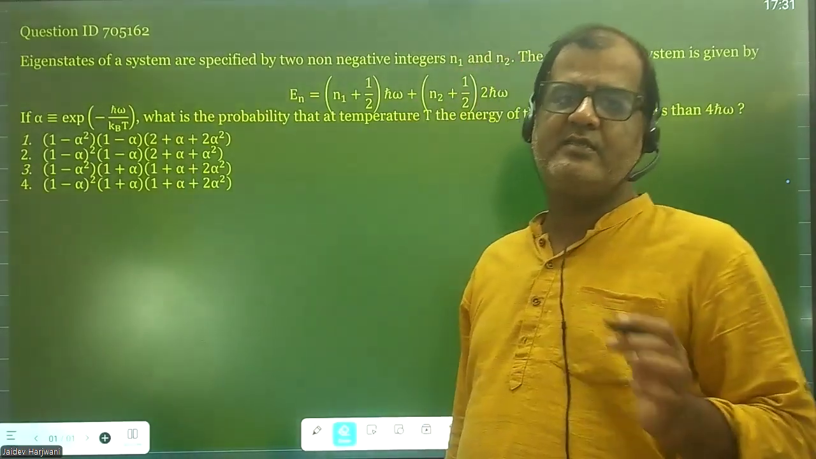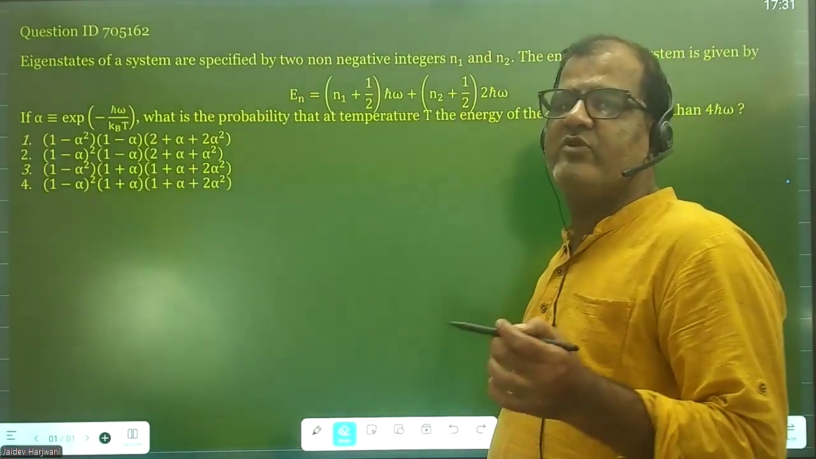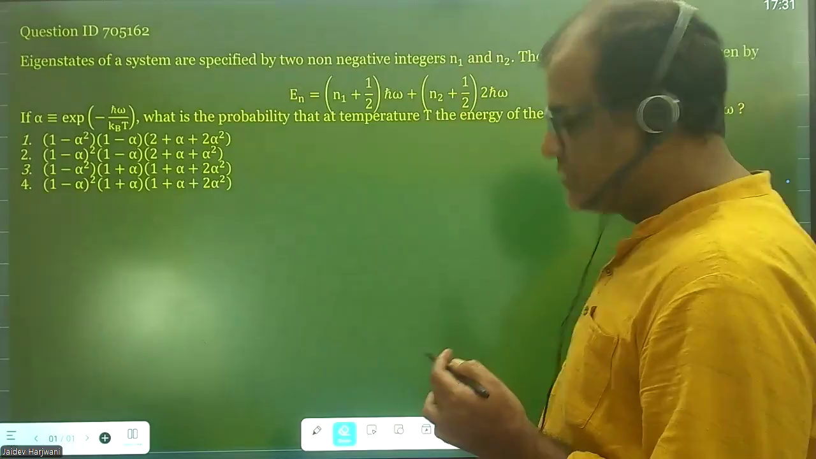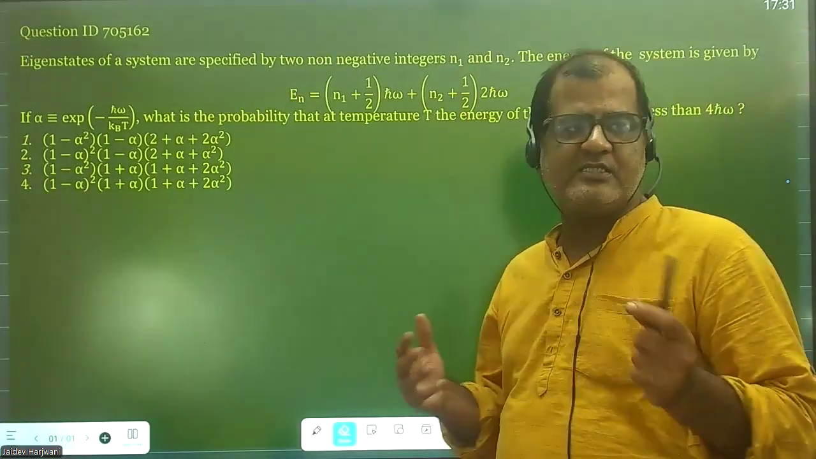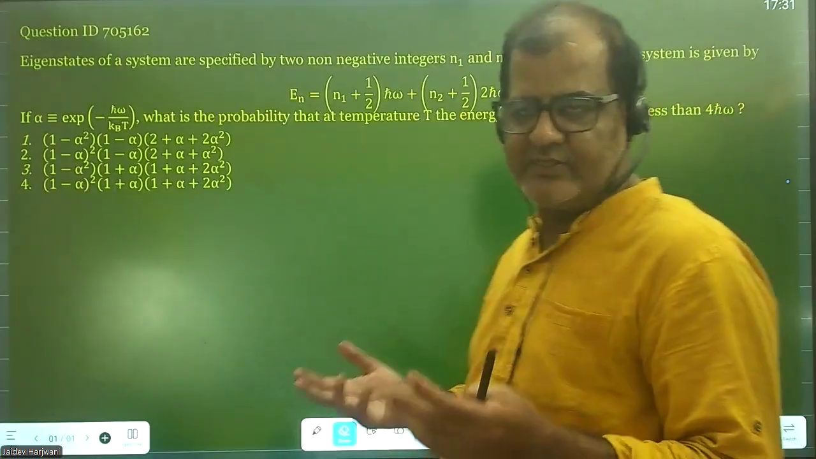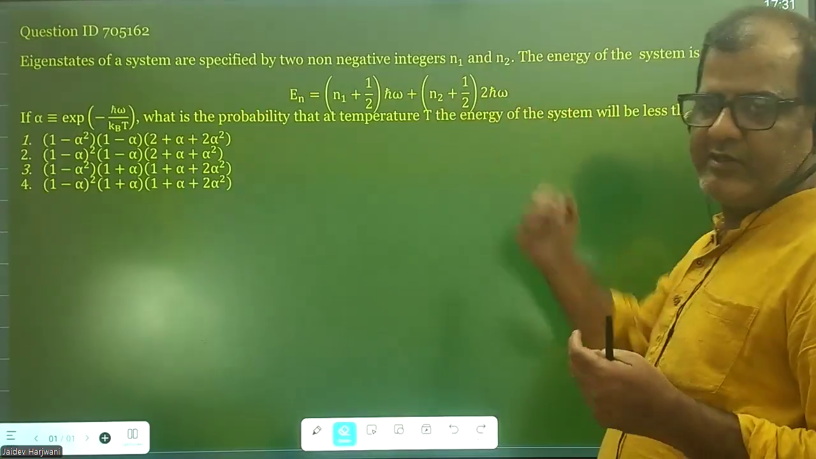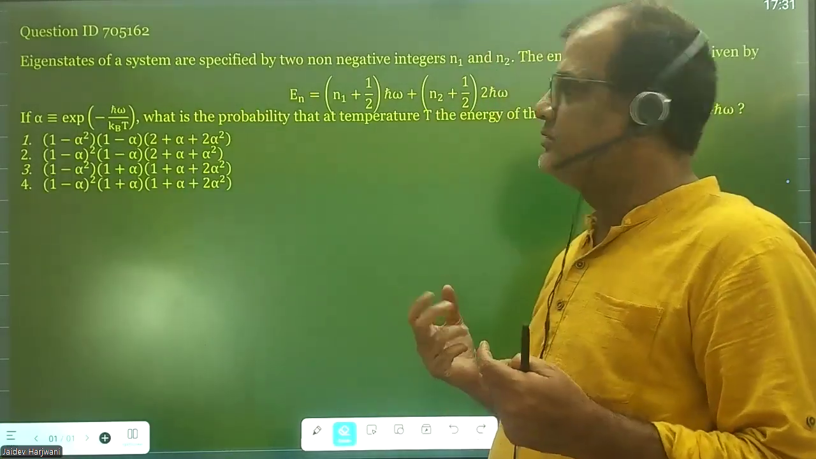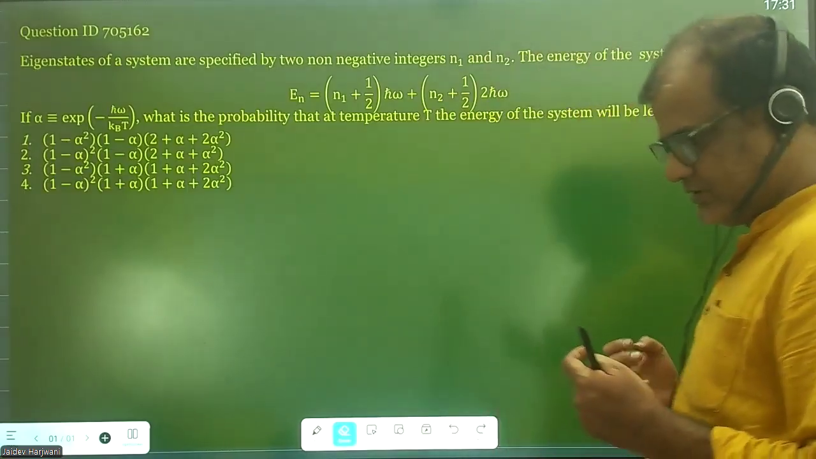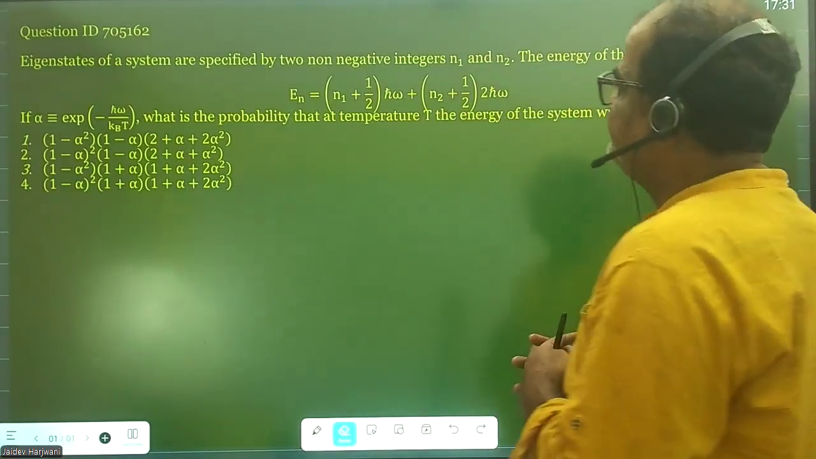Hello students, let us see one more excellent problem from the CSIR-NET December 2024 question paper. This question is excellent because it uses the concepts of two subjects, statistical mechanics and quantum mechanics. You are using the harmonic oscillator and the Boltzmann statistics. It teaches you these concepts very nicely. So let us solve this problem.